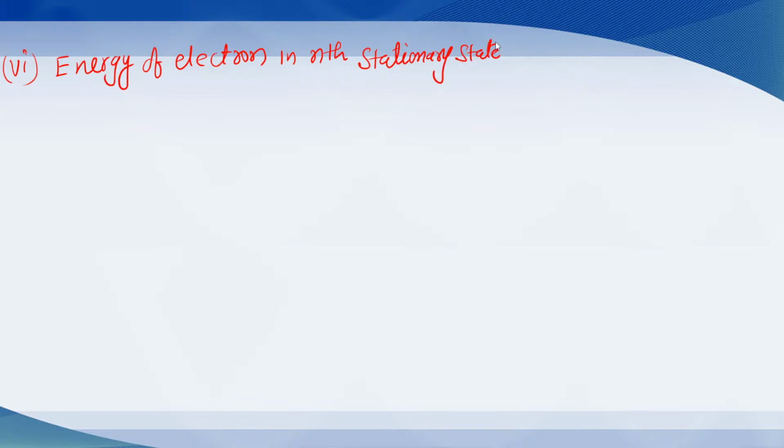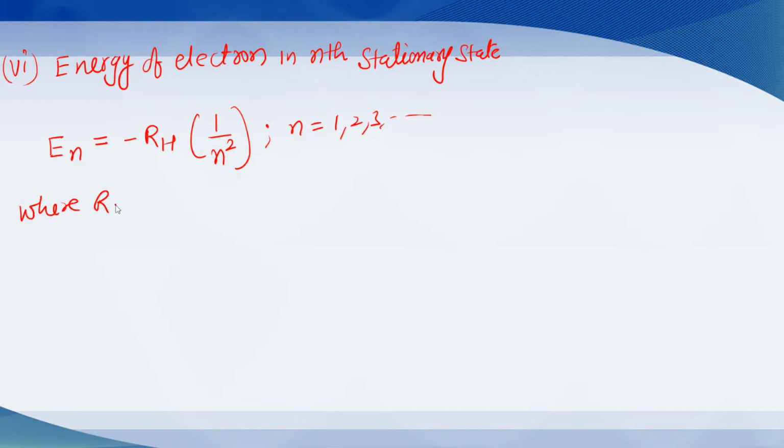So energy of the electron in nth stationary state is given by minus RH into 1 upon n square. n is 1, 2, 3, and so on. This is for hydrogen atom. Keep in mind, for hydrogen atom, and here RH is again Rydberg constant.